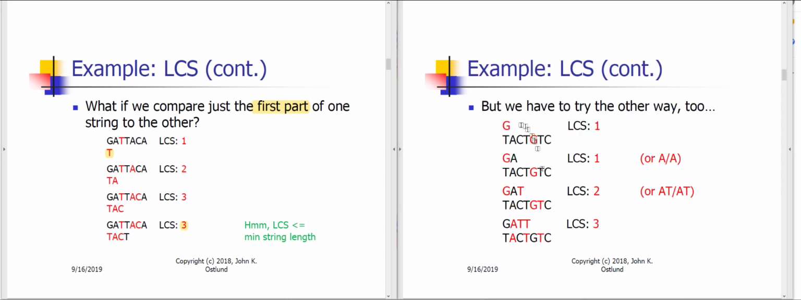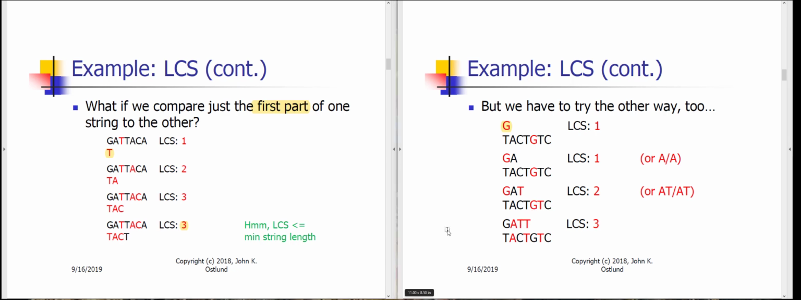Does it make any difference if we compare the other direction? That is, if we compare subsequences of the first sequence with the entire second sequence. All right, well, G does exist once in the second sequence. G followed by A doesn't improve things because following the G in the second sequence, there is no A. GAT, well, we're not able to find the A following the G, but we are able to find a T. So that gives us a longest common subsequence of 2 symbols.